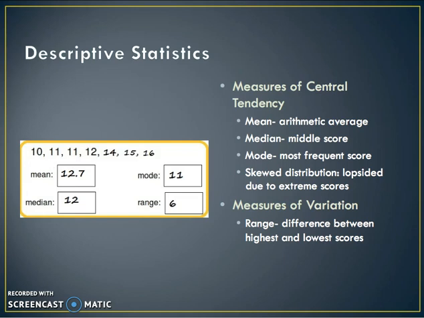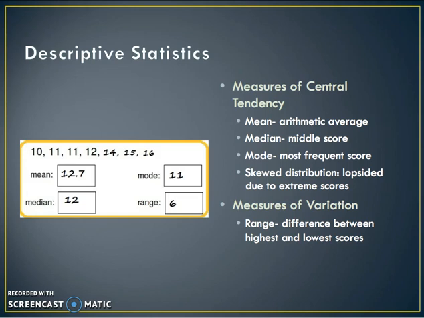Then we look at different types of skewed distributions. Are distributions lopsided due to extreme scores? For example, in this number description over here in the picture, if we had 10, 11, 12, 14, 15, 16, and 82, it would be skewed because that 82 would pull that average and that median up. So that is what a skewed distribution means. We'll look more at that in class.